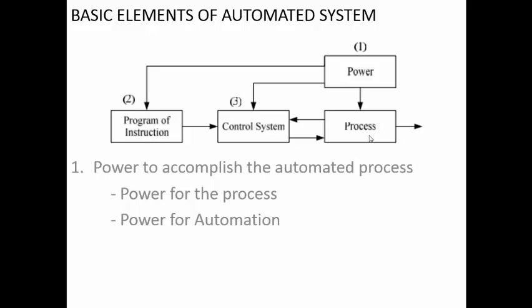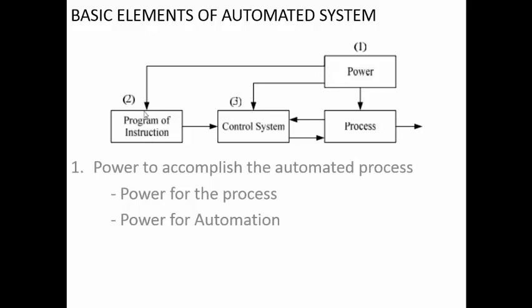But without power, it will not be able to function. Maybe some of the elements require battery power supply, so that also is possible. So there are different ways you can convert the available electrical power source to meet the various requirements of the automation. So the power source you have to give to the process, power source you have to give to the control system. The power source is also required for the program of instructions.